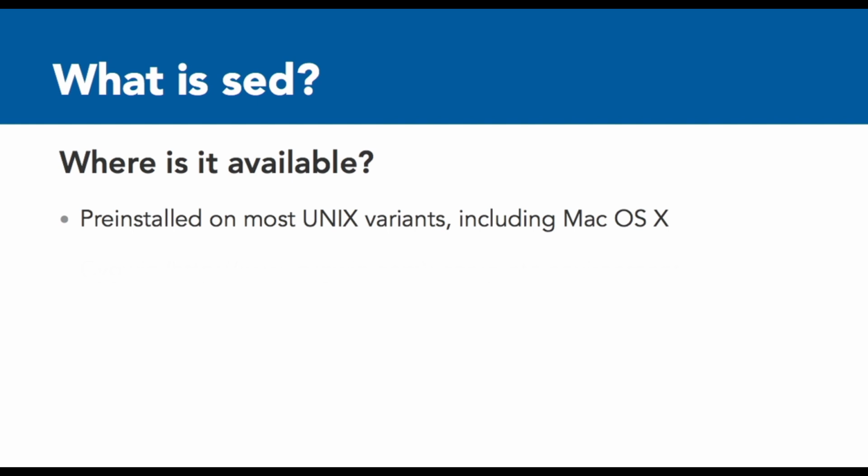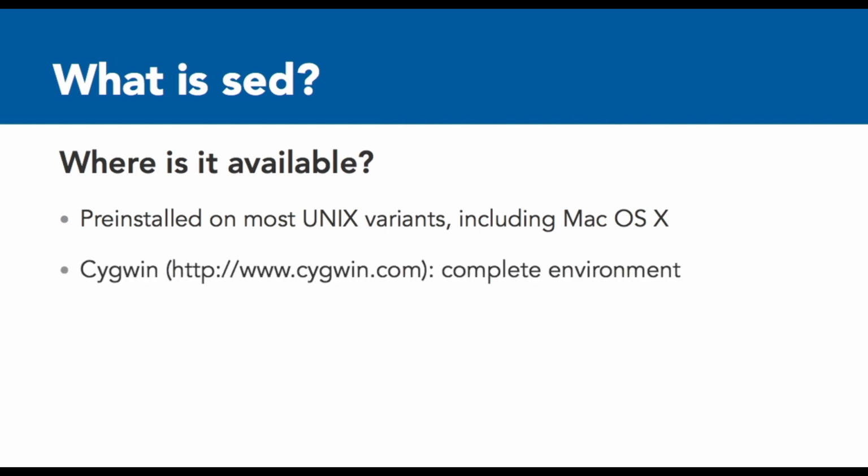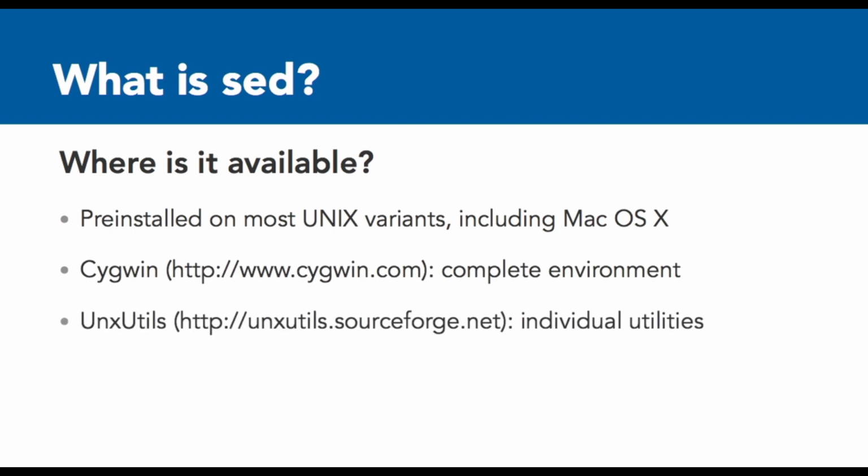To use SED under Windows, you can install Cygwin, which provides a complete Unix-style shell environment, or Unix Utils, which provides individual Unix tools that run directly at the Windows command prompt. Note that there is no I in the Unix Utils HTTP URL. Both of these are free, but many other alternatives, both commercial and open source, are available.